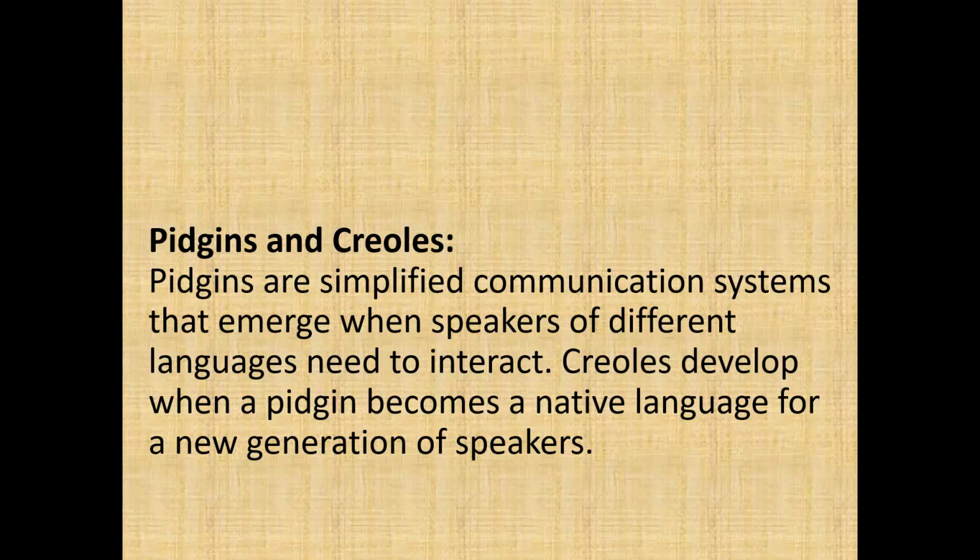And this generation gives birth to their kids. New children are born to them. So then the pidgin will become their native language. The mother tongue of these newly born children becomes the language that the earlier group formed. So that is called Creole. Think for a while and check whether you got the idea.